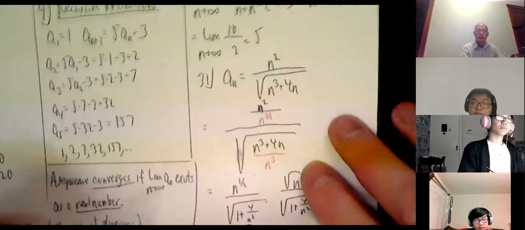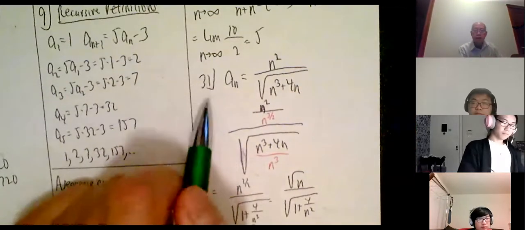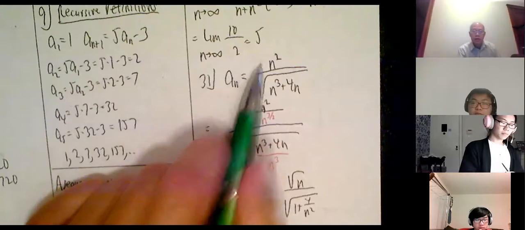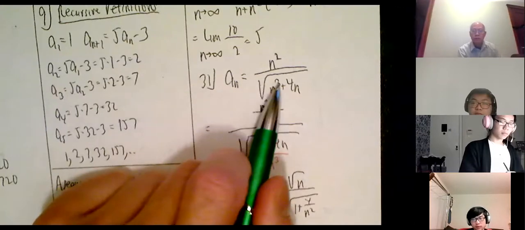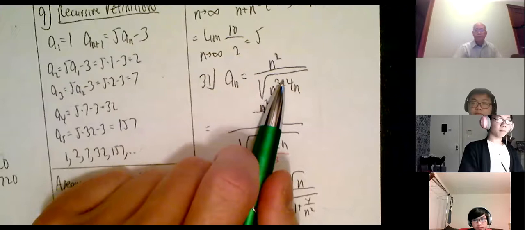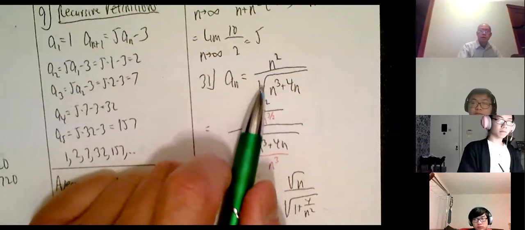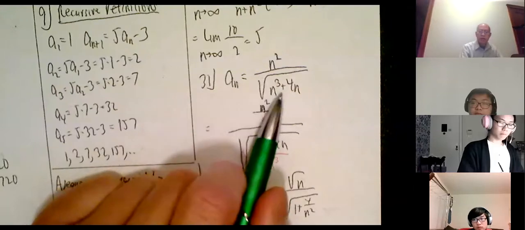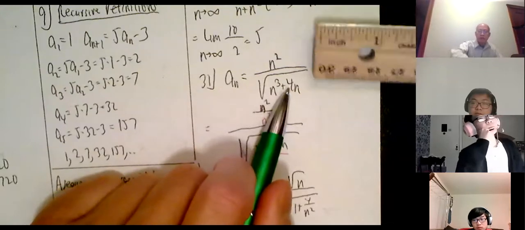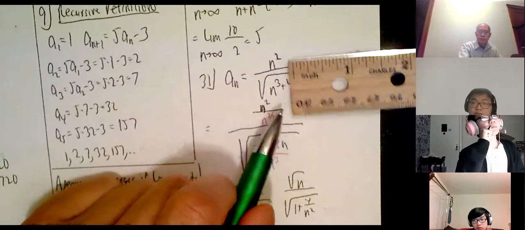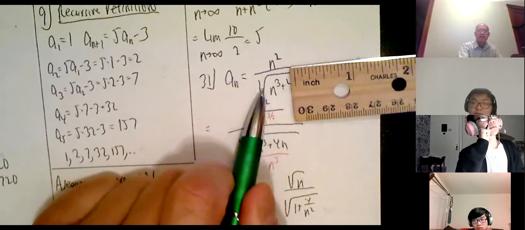Okay, 31, a sub n is n squared over the radical of n cubed plus 4n. Now, a little bit of intuition. Can you get a feeling of what's going to happen? For super big n, forget about that, right? So this is essentially n to the 3/2.